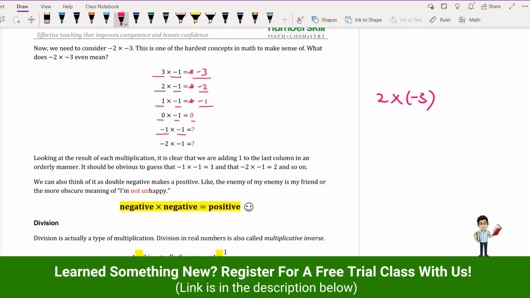Now, what about this? If you follow the pattern, you can see there's an orderly pattern going on here: minus 3, minus 2, minus 1, 0. This must be 1. If you want to follow the pattern, it has to be 1, then 2. So this tells you that when you do minus times minus, you get plus. You can just memorize that.